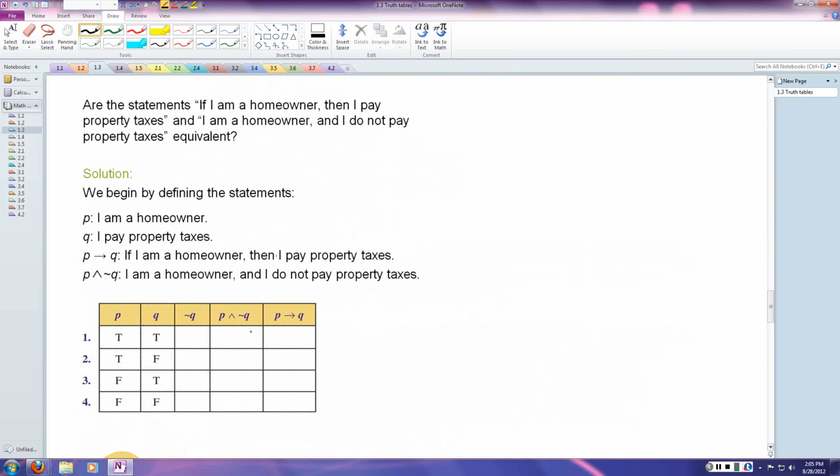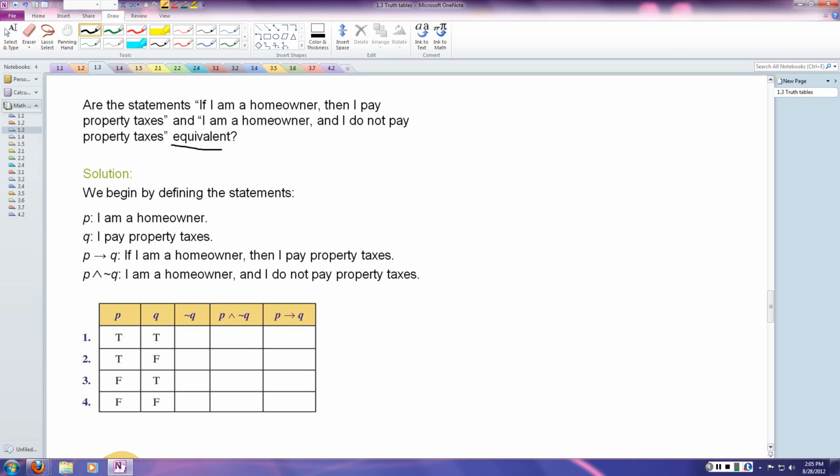So there's a question in your book. One of the examples is to determine, are the statements, if I'm a homeowner, then I do not pay property taxes, and I'm a homeowner and I do not pay property taxes, are they equivalent? So one way to test equivalency is to put them into a truth table and verify that the columns are the same. So we have the statements P, Q, not P, P and not Q, and then P implies Q. Because here, if I'm a homeowner, then I pay property taxes. That's the conditional if P then Q.